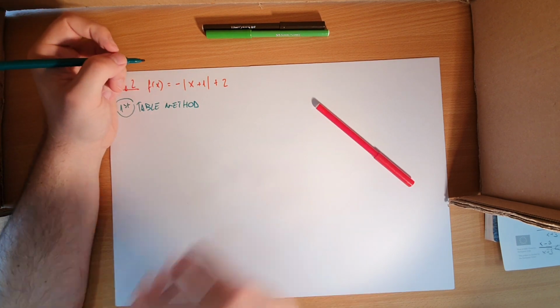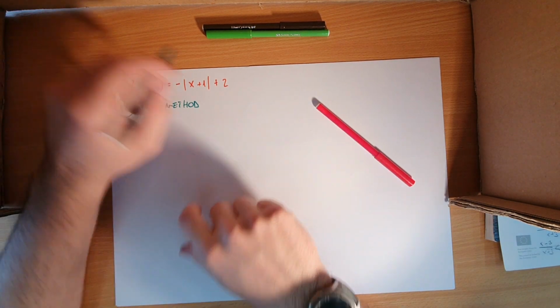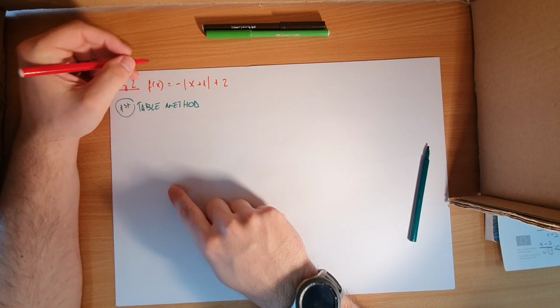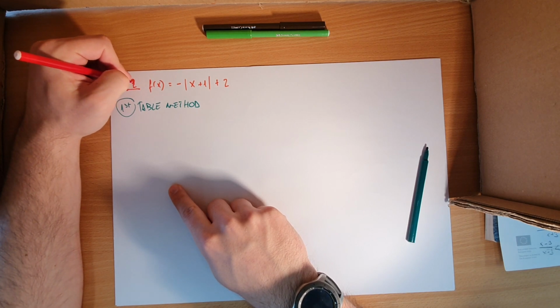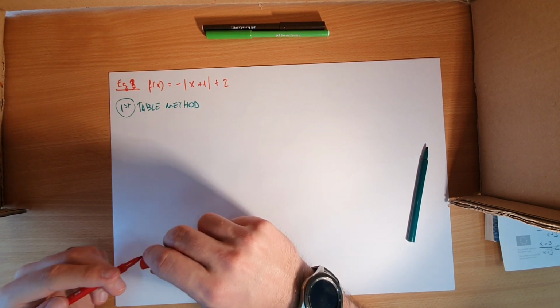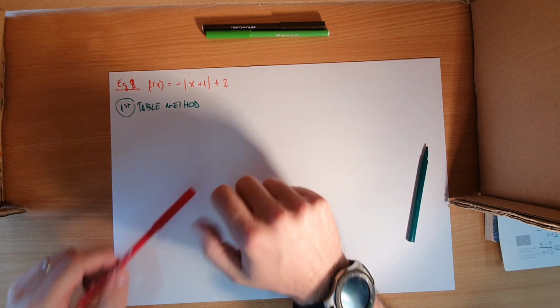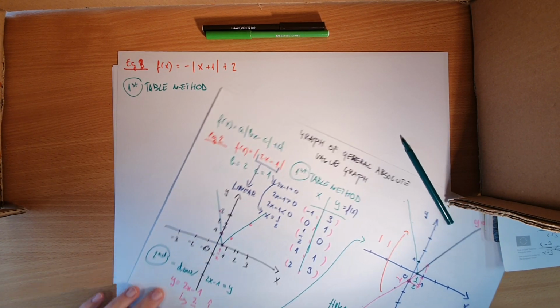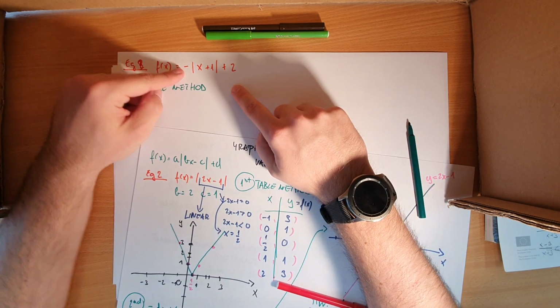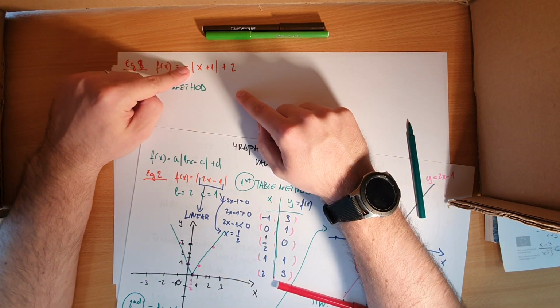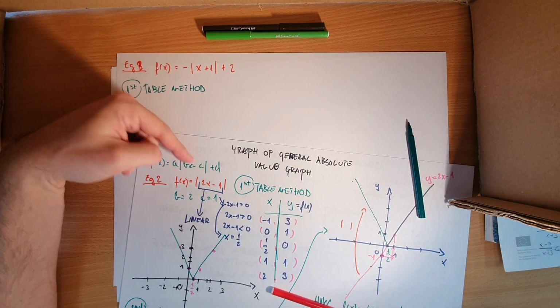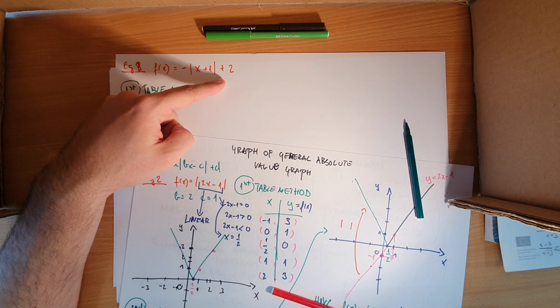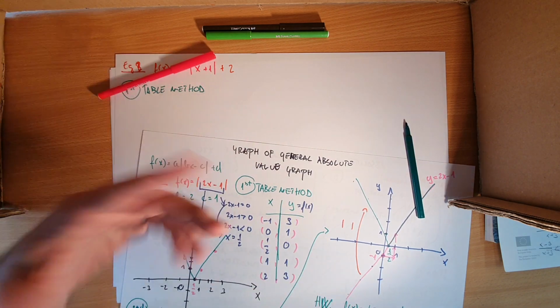Now, the first thing you have to notice with example 3, sorry, I apologize, is the difference between example 3 and example 2. Let me show you, I have both of them here. Now we have a minus in front of the absolute value. This is the first difference. And the second difference is that I'm adding 2 to the whole absolute value. And then we're going to see what happens.